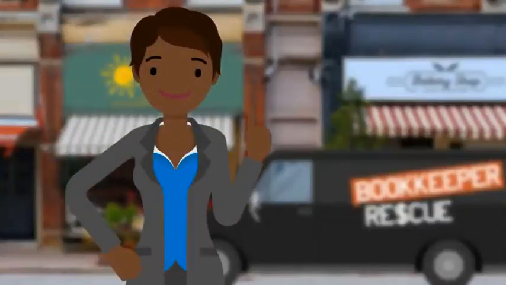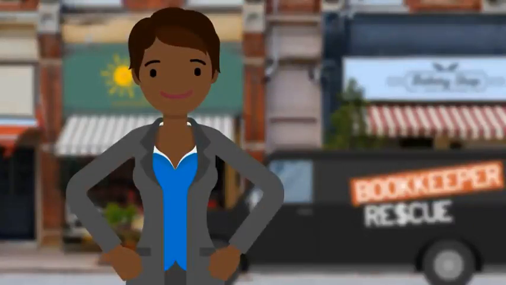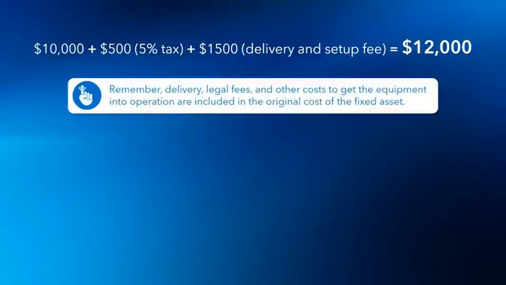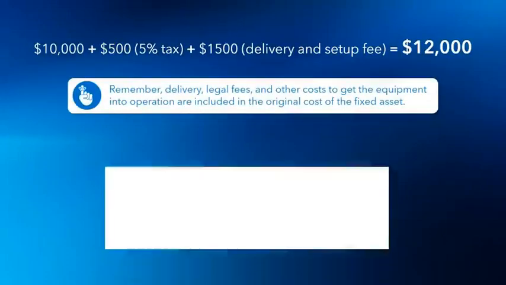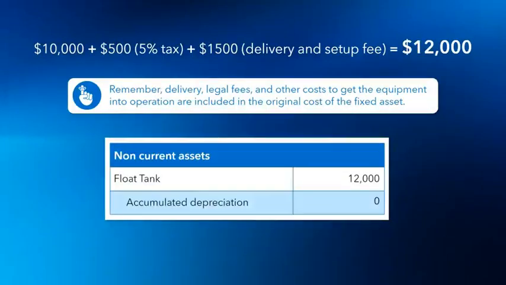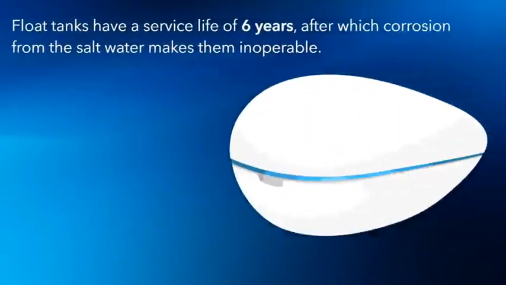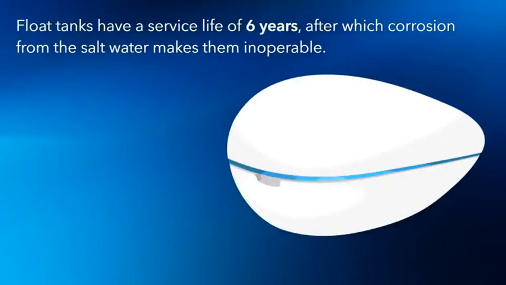As you know, a fixed asset is booked differently from an expense. Let's break it down for the new float tank. All in, Summer and Sophia purchased their float tank for $12,000. We add this to the balance sheet as a non-current asset and create a sub-account, accumulated depreciation, a contra asset account. Float tanks have a service life of 6 years, after which corrosion from the salt water makes them inoperable.